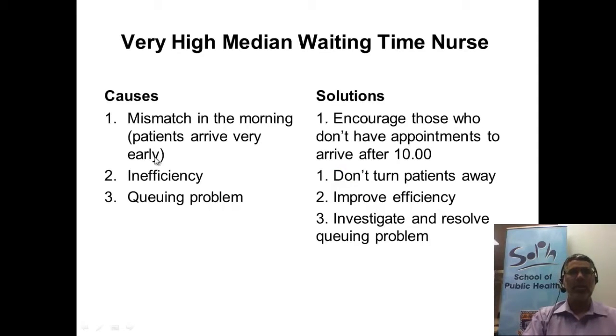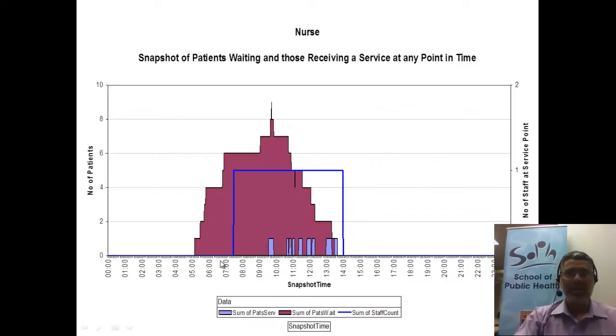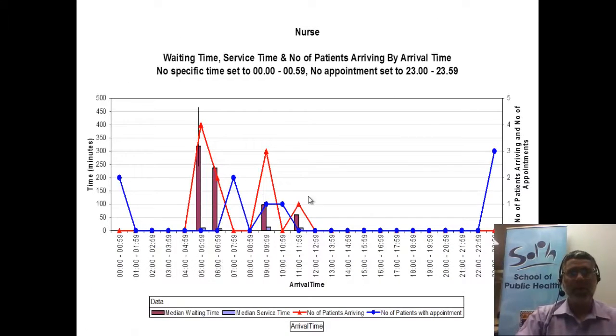So we saw there was a mismatch, there was inefficiency, and indeed there appears to have been a small queuing problem. Oh yeah, there it is, at 9 o'clock. So if you take 9 o'clock, then the next time here, and you put that on it, in fact there's a slight queuing problem. The bar goes up just for one patient.